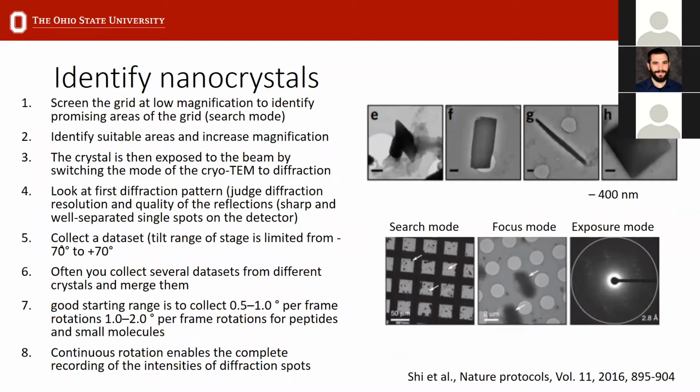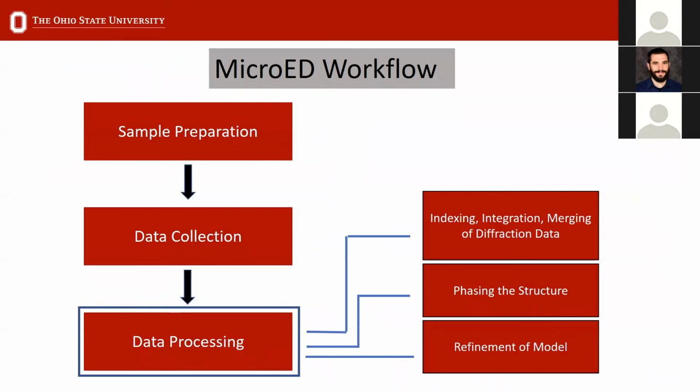Now, a good starting point to collect data for proteins is to use a frame rotation of 0.5 to 1 degree, and for small molecules and peptides 1 degree to 2 degrees. Here I would like to mention that continuous rotation is really useful, because it enables you to collect complete intensities of your diffraction spots. That's an advantage over other electron diffraction techniques. So once you have collected several data sets, you move on to indexing, integration, merging of diffraction data, then the phasing of your structure, and the refinement of your model.